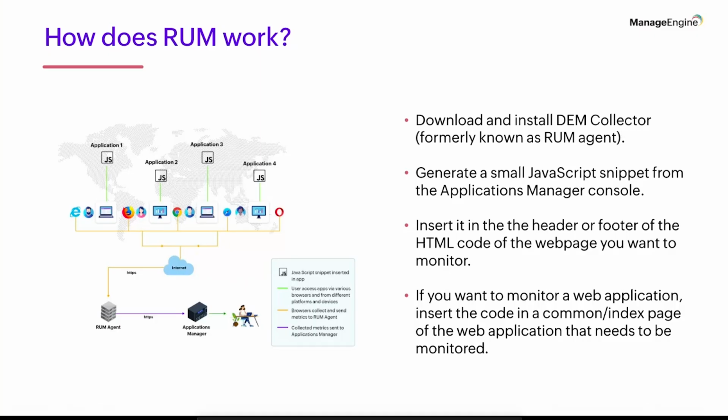The DEM agent is then deployed on the server where the web application is hosted. Following that, you need to insert a small JavaScript snippet generated by Applications Manager on the header or footer part of the HTML code of the website that you want to track. If you wish to monitor the web application, you will need to insert the code in the common or index page of the web application that needs to be monitored. Right? So once you copy and paste the JavaScript, when a user opens the web page, the JavaScript snippet begins collecting performance metrics in the background. It sends this information to the DEM agent, which then passes it to the Applications Manager, where you can find all the data. So this is how basically it works.